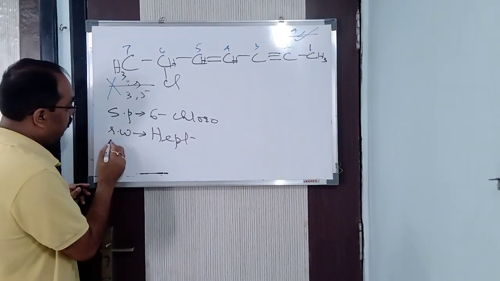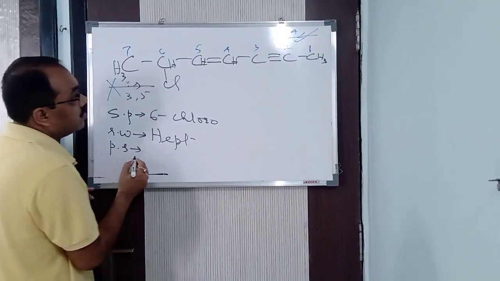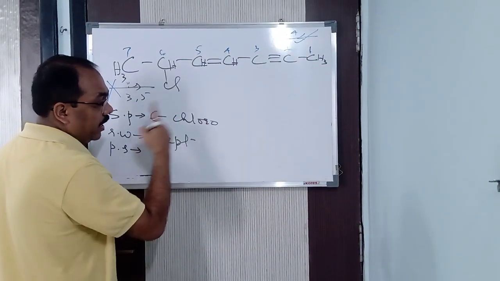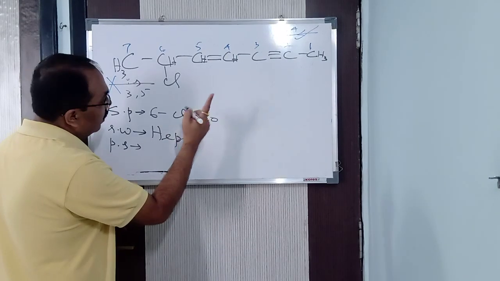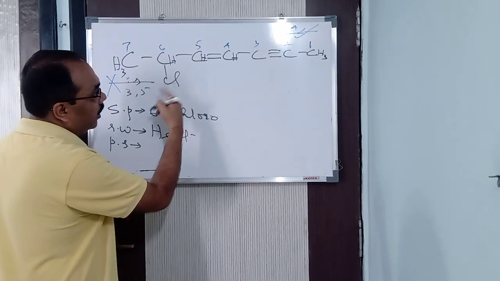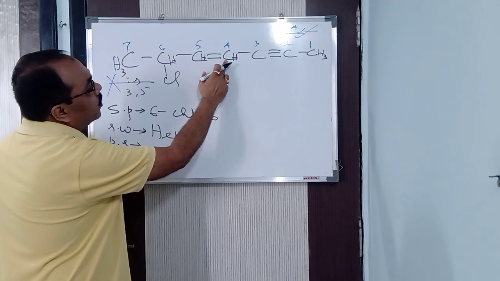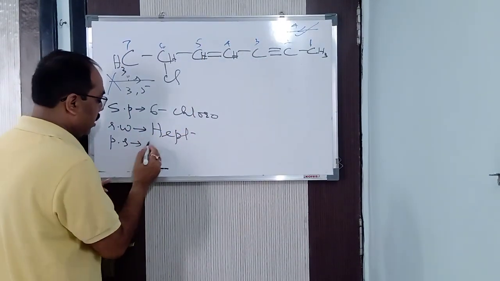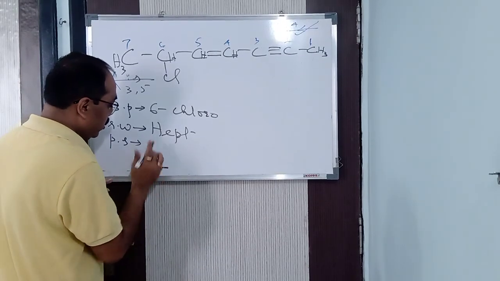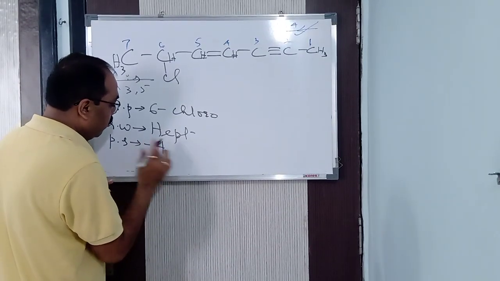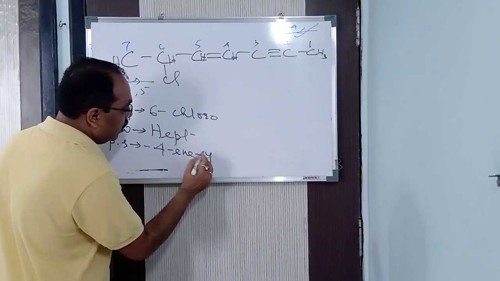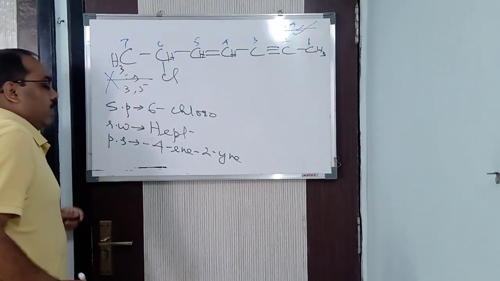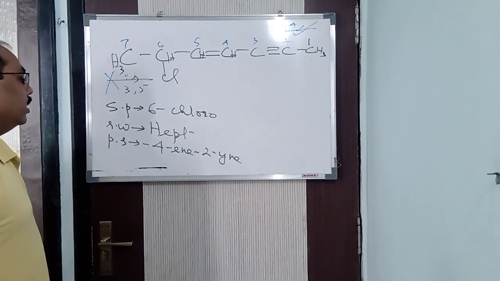Now primary suffix. First is yne, then is ene. While writing, you have to write alphabetically. While numbering, you have to give according to the lowest number. So alphabetically, at the fourth position we get yne, and at the second position we get ene. So what will I write? First hyphen, 4-yne, and then 2-ene. 4-yne and 2-ene. We get it here.